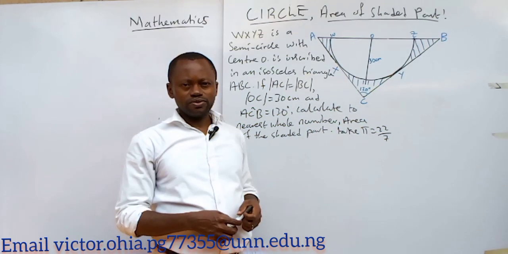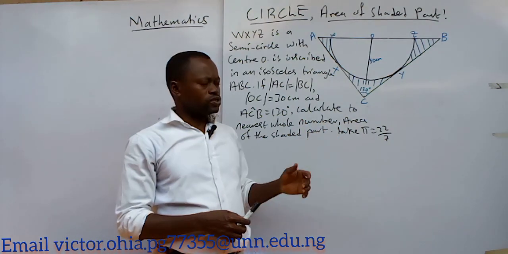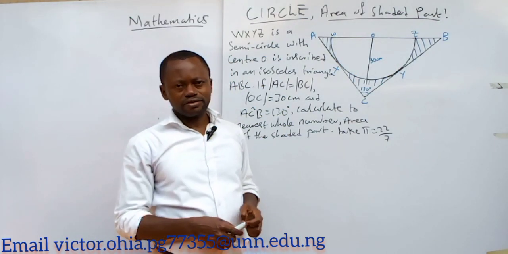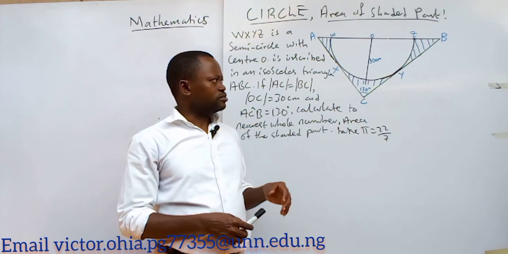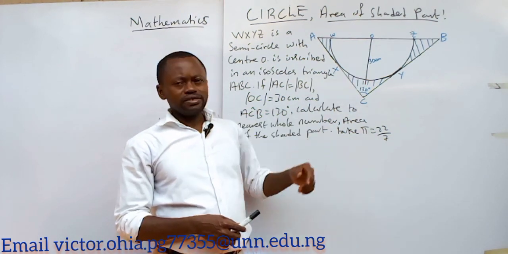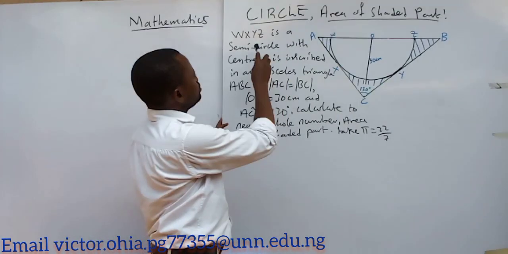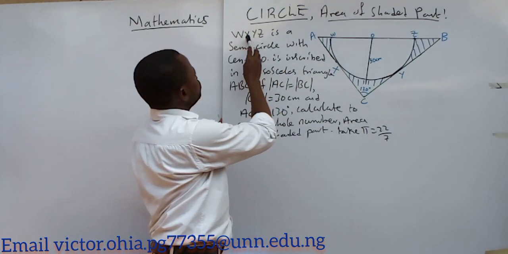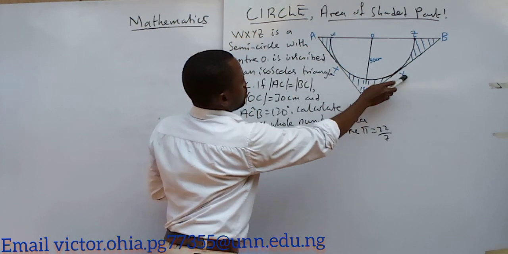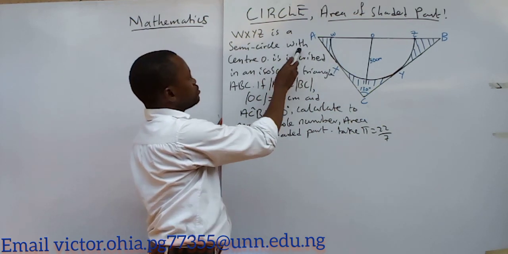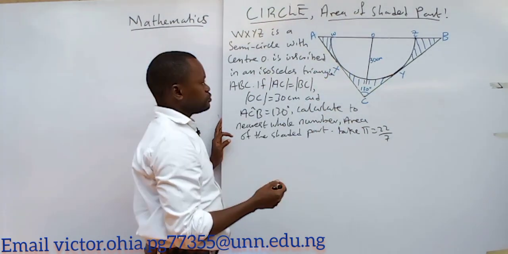It's a WAEC examinable question I also got, and this question is asking us to calculate the area of the shaded part. By description, they are telling us that this WXYZ is a semicircle with center O. So this place is the center of the semicircle.